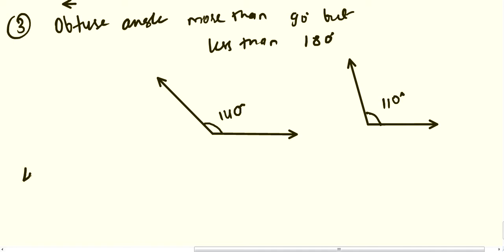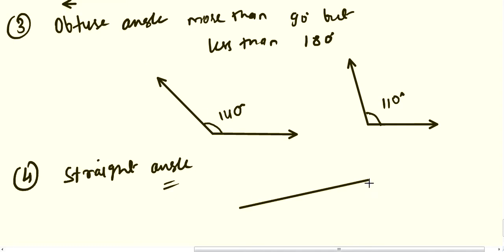Then next is straight angle, linear pair. Straight angle means what? You will have a straight line over there, and simply if you have a straight line, that means you have 180 degree. So this is your straight line, and in this line you have one angle like this, which is 180 degree. So this is a straight angle. Then after this, the last one is reflex angle.